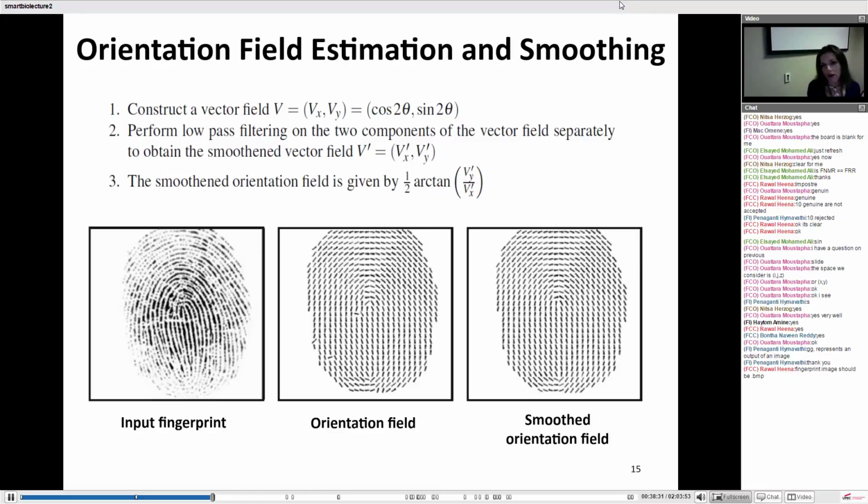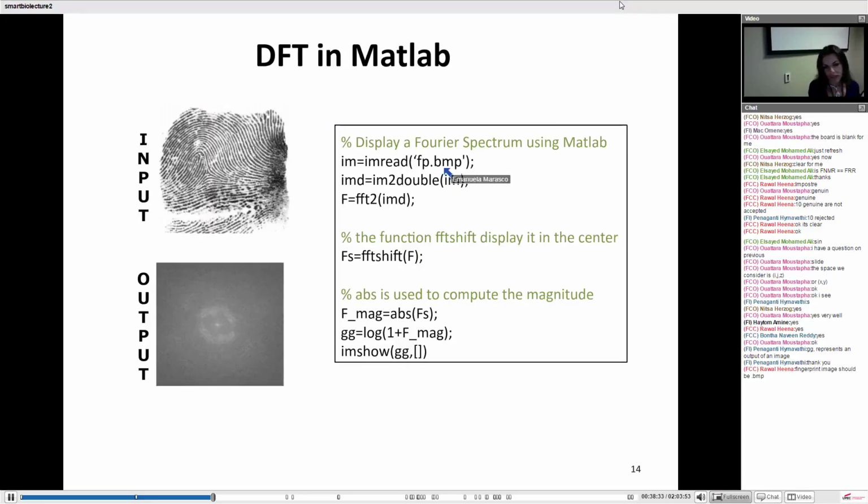There are other questions that I want to read. Fingerprint image should be bitmap. In this case, this sensor produces a database of bitmaps, but in MATLAB you can be flexible. You can have a PNG, you can have other extensions for the image. Based on the format of the image you have, you can just change the extension here and read the image correctly.